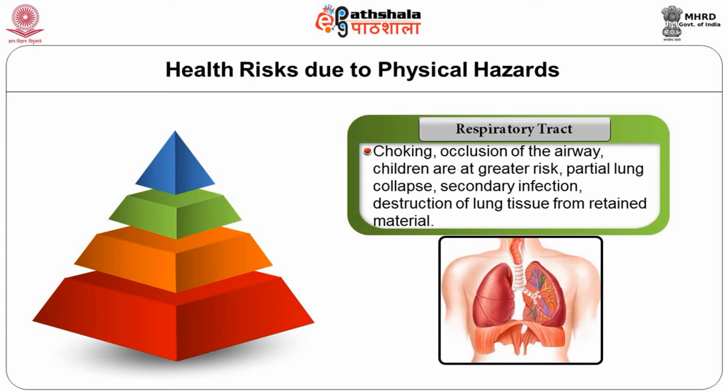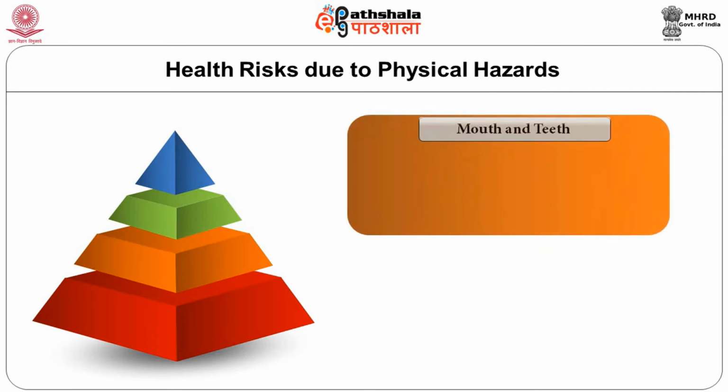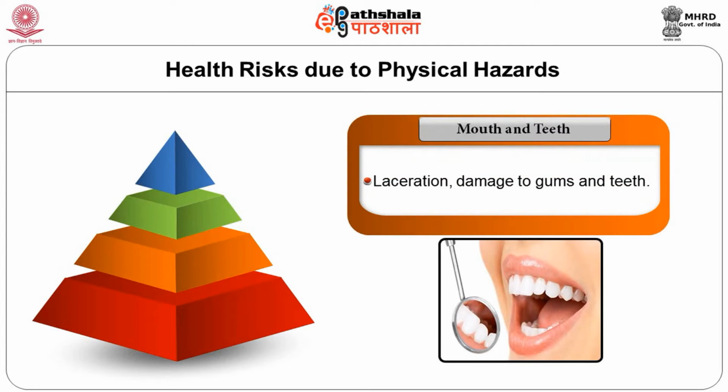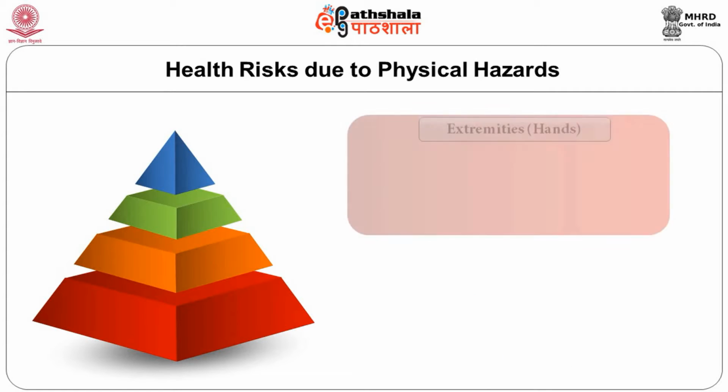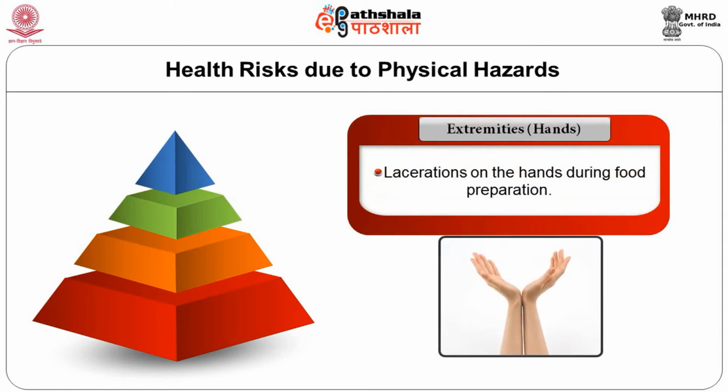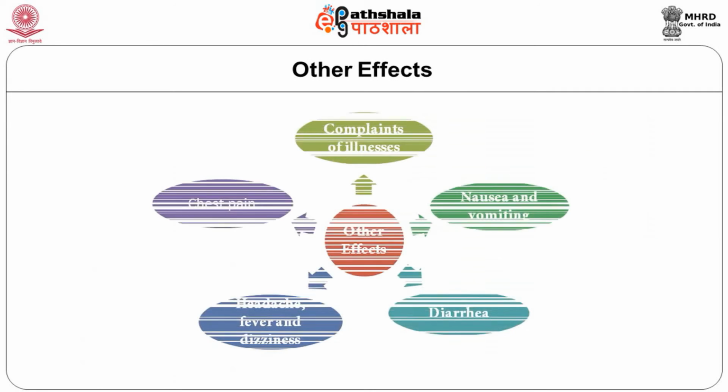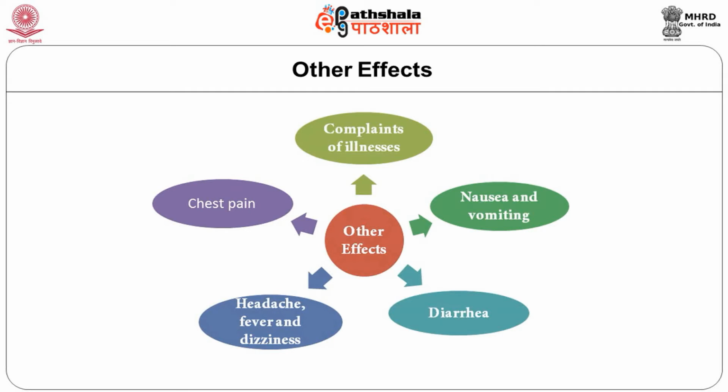Occlusion of the airway causing asphyxia and death, and children are at greater risk, and there can be a partial collapse in them. There can be secondary infections, destruction of lung tissue from the retained material. The mouth and the teeth also can be damaged by the physical hazard in the form of lacerations and damage to the gum and teeth. Extremely important for those who have poor dental health or teeth problems. The extremities or the hands while processing can be lacerated, and while eating also can have lacerations. Other effects include general effects like illnesses, complaints, nausea, vomiting, diarrhea, headache, fever, dizziness, and chest pain.